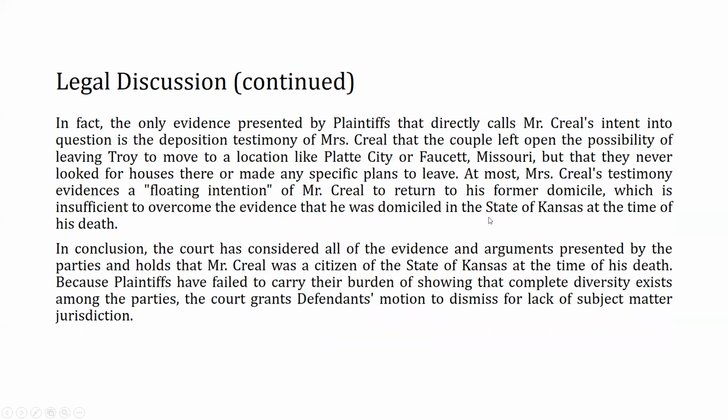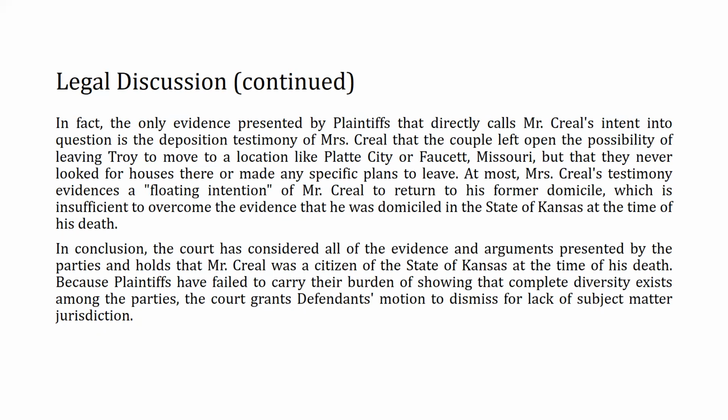And the court concludes that the only evidence presented by plaintiffs that Mr. Creel might still have had an intention to go back to Missouri is that Mr. and Mrs. Creel left open the possibility of leaving Troy, Kansas to move to a place like Platte City or Fawcett, Missouri. But they never really did anything to make that intention concrete.